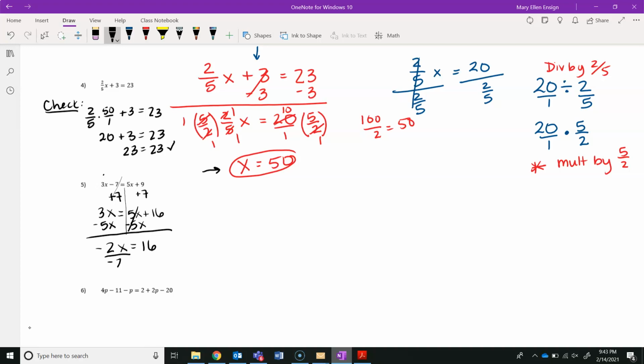Now I'm going to divide because that's being multiplied. I want this to become 1. So this goes in once, this goes in once. So I have x equals, now 16 divided by 2 is 8, but one of these is negative, so I'm going to end up with -8.